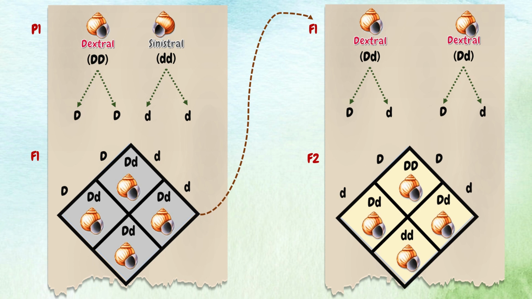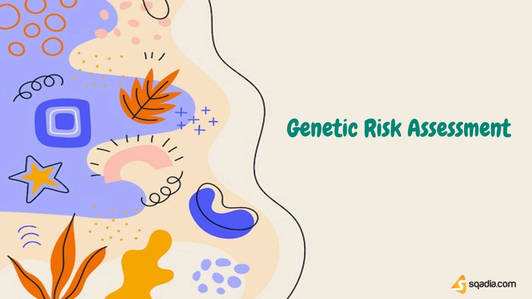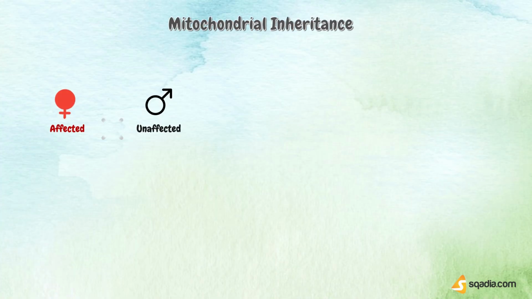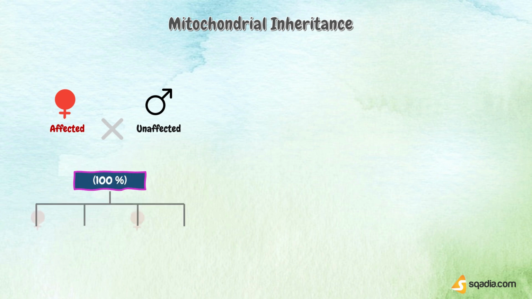Now, let's discuss the genetic risk assessment. So, the genetic risk associated with a mitochondrial disorder is that: example 1, the affected mother and normal father. There is a 100% chance of having an affected daughter with a range of phenotypes, and there is a 100% chance of having an affected son with a range of phenotypes.